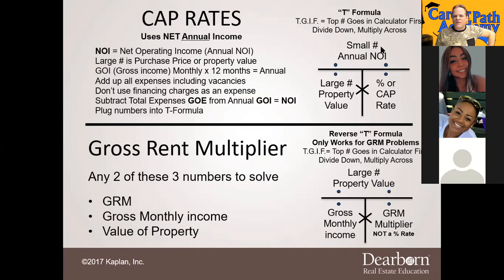It could be used to figure out commissions. It could be used to figure out cap rates. It could be used to figure out a couple different types of problems. Whereas the gross rent multiplier, the reverse T formula, is only good for figuring out the gross rent multiplier, the GRM. And you always get a math problem of this on the state exam.